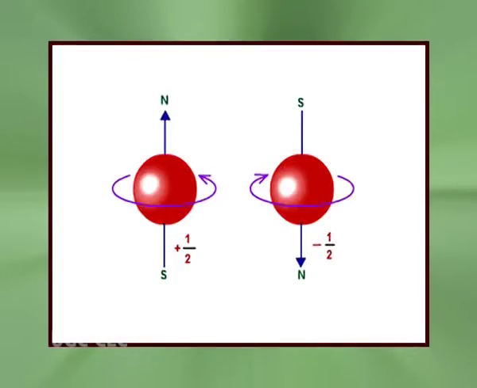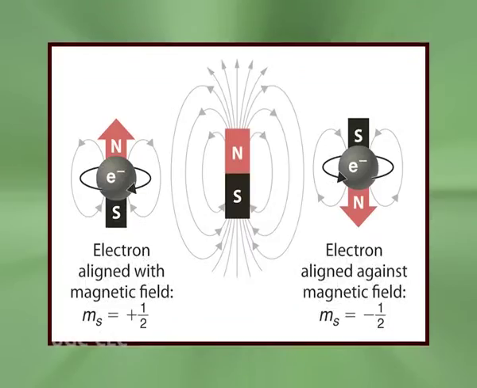The factor of 2 arises because the allowed states are doubled due to electron spin. That is, each atomic orbital admits up to two otherwise identical electrons with opposite spin, one with a spin of plus 1/2 and one with a spin of minus 1/2.